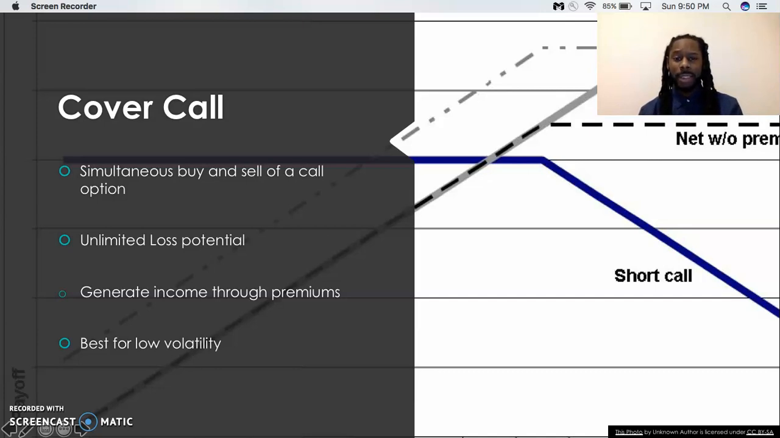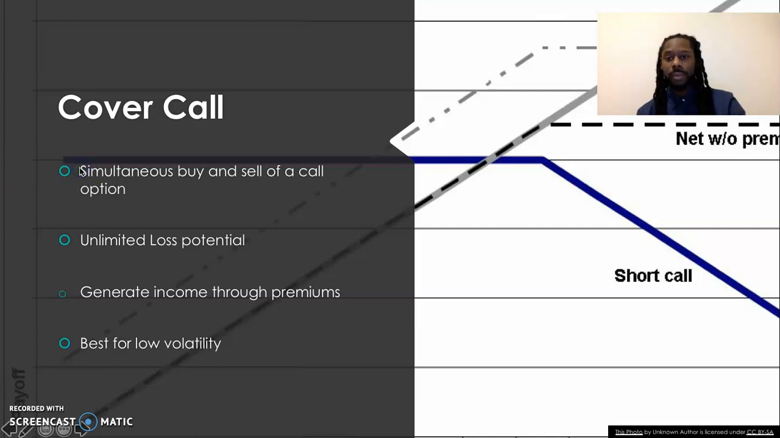It's pretty much bottomless or endless loss potential, but it does also address the fact that you have a stagnant portfolio and you want to capitalize by generating income. The simultaneous buying and selling of a call option would help you accomplish that particular investment option. Also, the covered call is best for low volatility. Like I said before, it's normally whenever your portfolio is sitting still, it's not really moving, but this is a way to generate an income or short-term income throughout the process of a stagnant market.